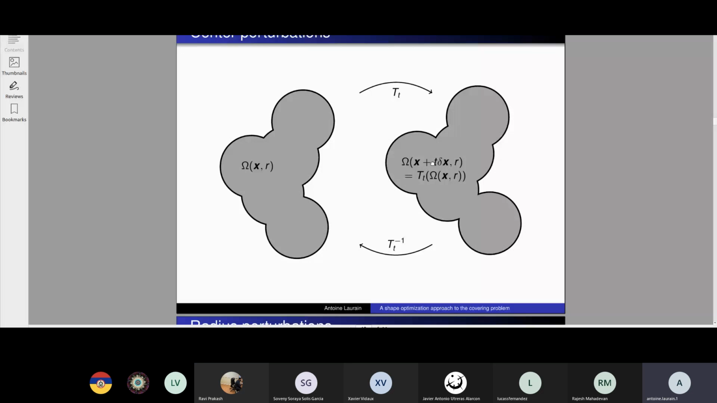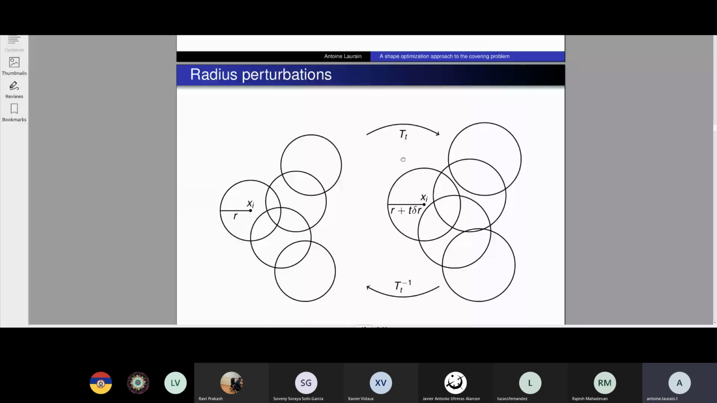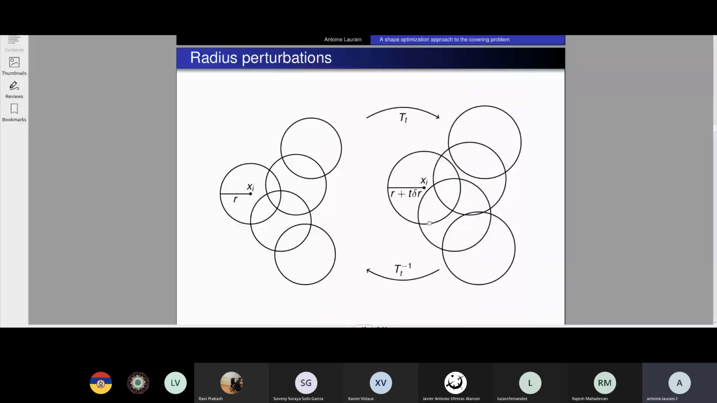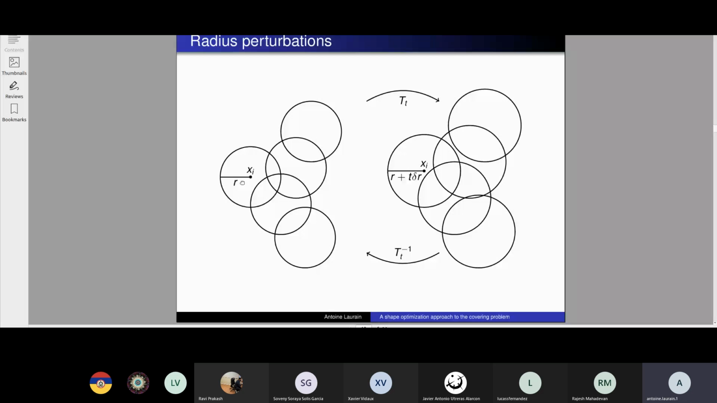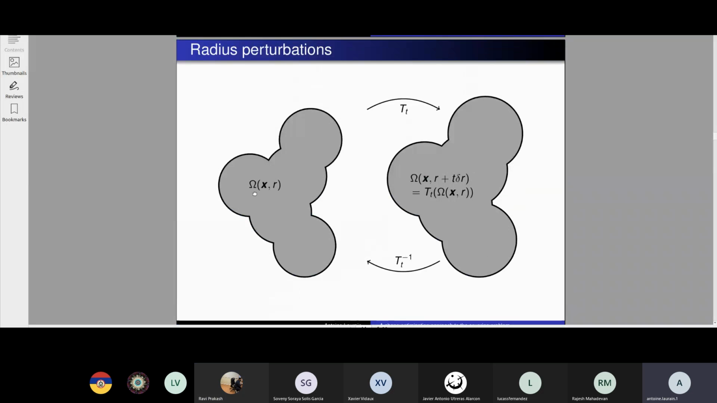Okay, and this is for a perturbation of the centers, but I also need a transformation T which corresponds to the perturbation of the radius. So in this example, I do a perturbation of all the radii at the same time. So you can see each of these disks has an increasing radius in this example. So that's why you can see here globally the reference shape omega, and here you have the transformed shape omega.